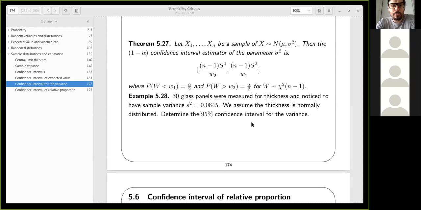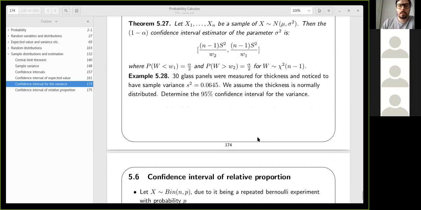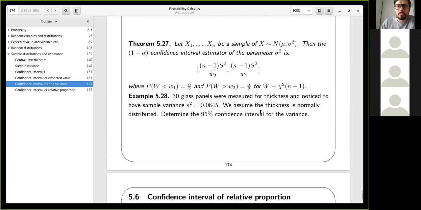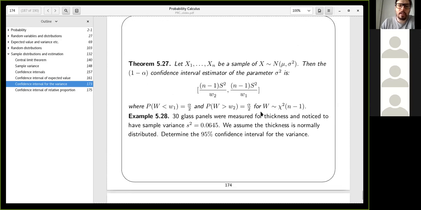So here's an example. 30 glass panels were measured for thickness, and notice they have a sample variance of 0.0645. We assume the thickness is normally distributed. Determine the 95% confidence interval for the variance.